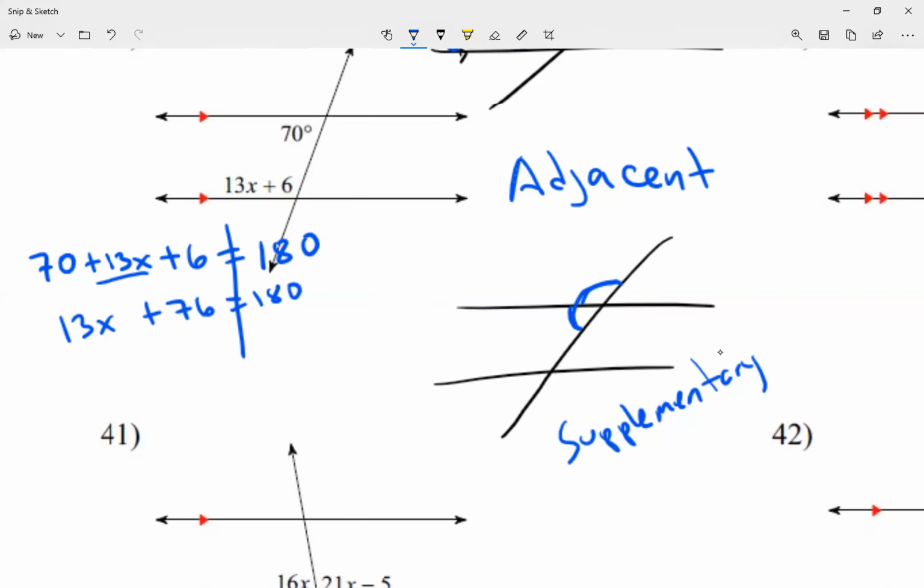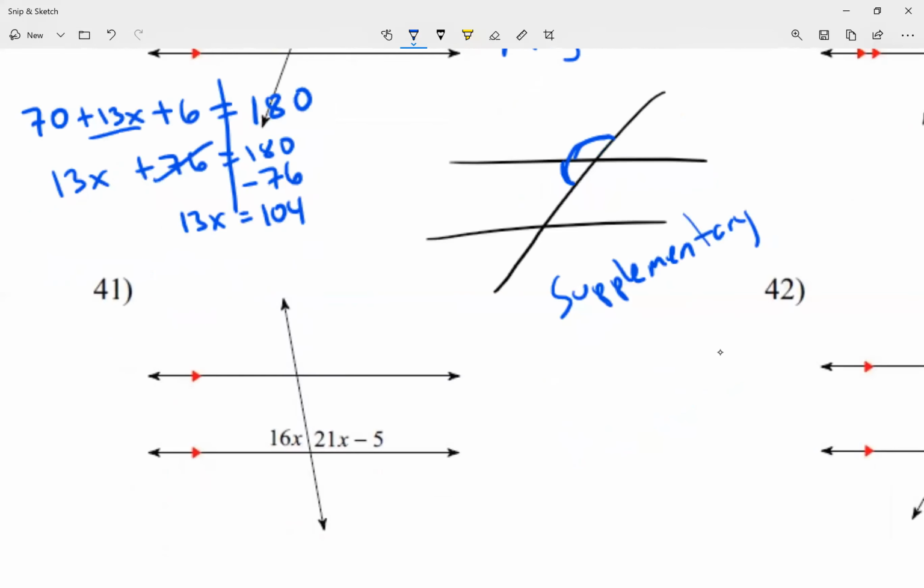So I'm just going to combine my like terms to begin with. I want the x term by itself. So the plus 76, let me move it over as a minus 76. So I have that 13x is equal to 104. That's 180 minus 76. To get the x by itself, let me divide both sides by 13, and I get x is equal to 8. The instructions are solve for x. My answer is 8. I want you guys to just type in the numerical answer, so just 8.